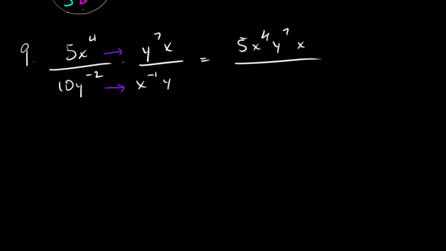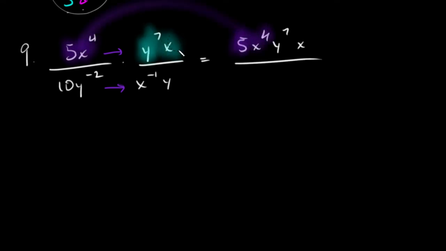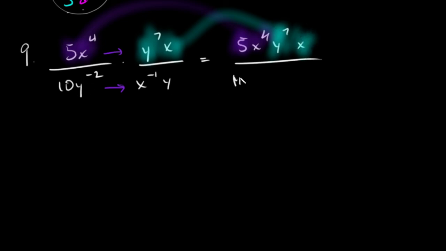We've got that came from here, right? And then this came from here. And then you're going to have 10y to the -2, x to the -1, y. And so these came from here and here.